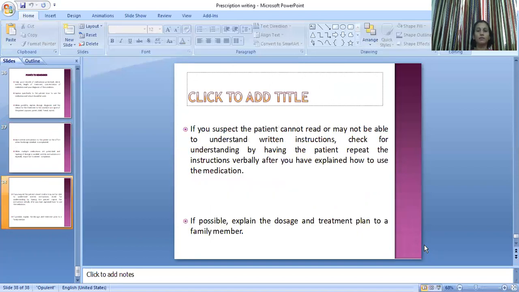If you suspect the patient can't read or may not be able to understand the written instructions, check for understanding by having the patient repeat the instructions verbally after you explain how to use the medication. And if possible, explain the dosage and treatment plan to a family member.